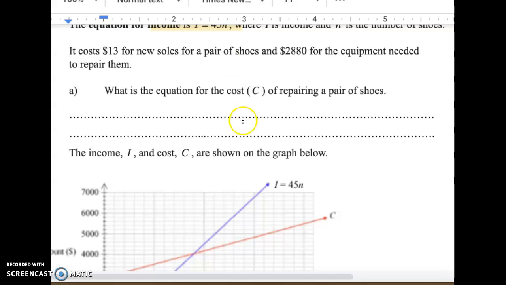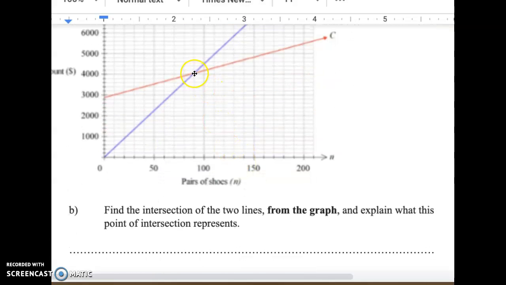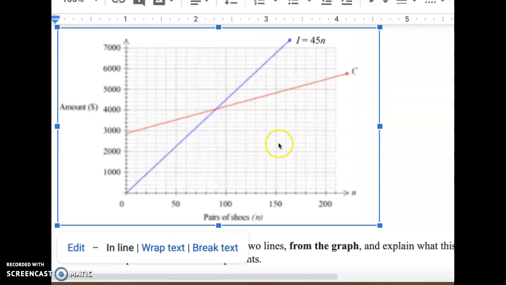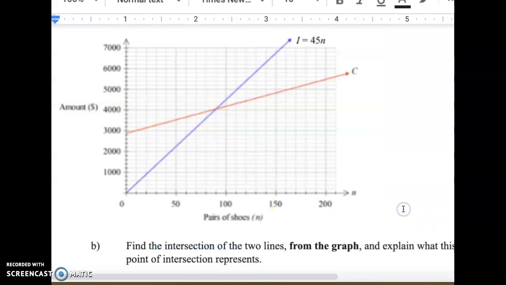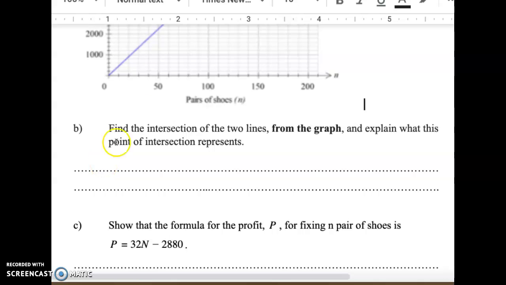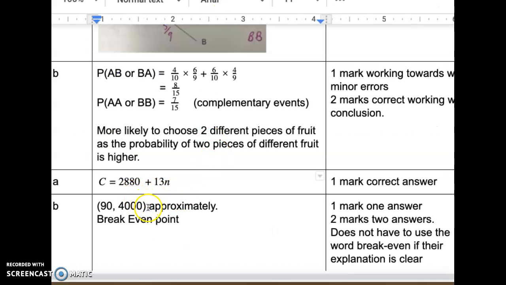The second part of this question asks you to see where they intersect and then write down what it means. Again, show your working. Do a construction line here to show you've gone up to 90 and across to 4,000. Many of you got the point right. If you didn't have it as a point, it's just numbers. A point has to include brackets and a comma. Some of you actually wrote n equals 90 and C equals 4,000. I accepted that as well, approximately, because both these numbers depended on your reading of the graph.